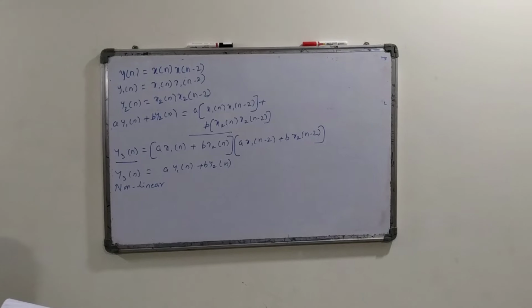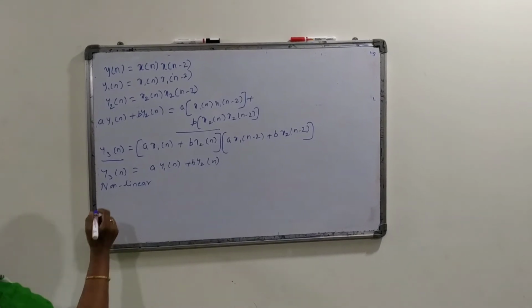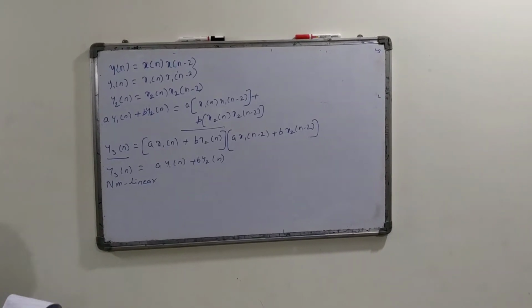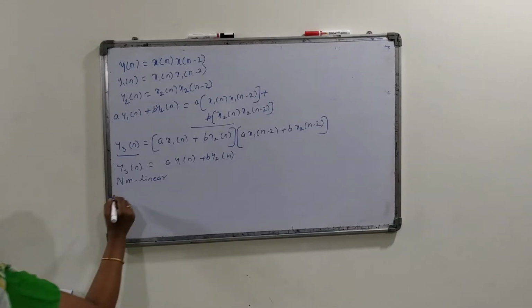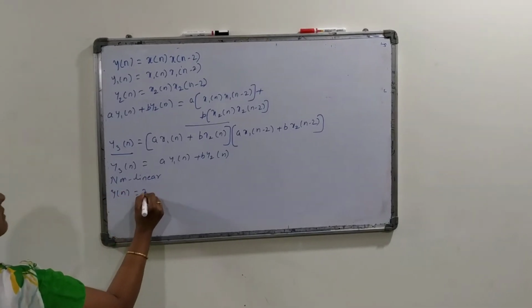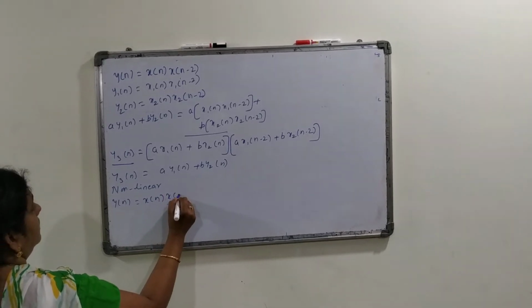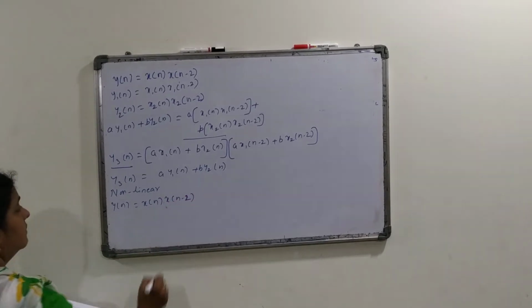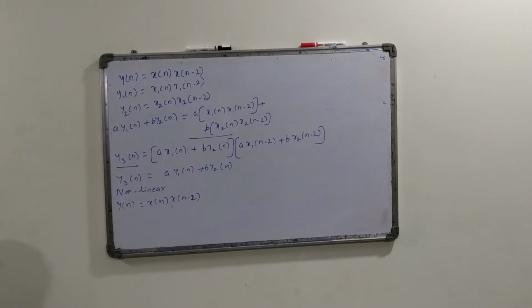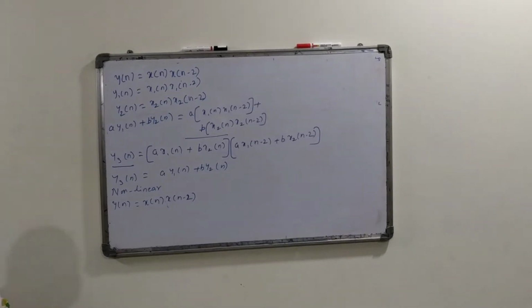Now coming to causal and non-causal. Now what do you have? y of n is equal to x of n into x of n minus 2. Now look into the values.